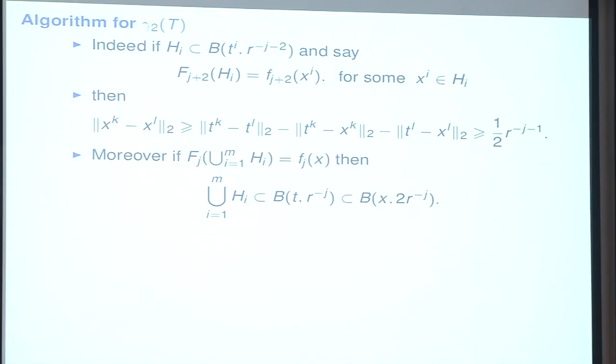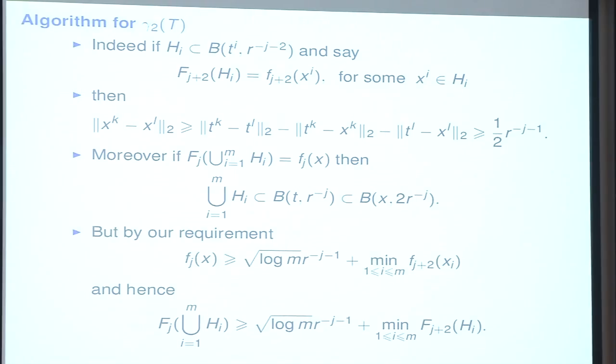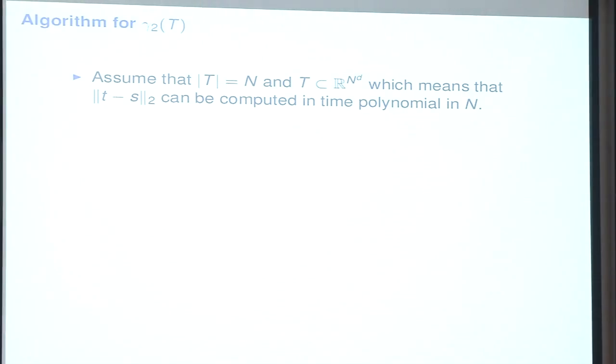2r^{-j} contains the set, but that was our requirement for the functions f_j. That's why, due to our requirement of the functions f_j, we know that the following inequality is satisfied, and this is exactly, if we recall the meaning of the ξ's and x, the partitioning growth condition for Gaussian functionals f_j. Okay, so now how to construct the function, and this is the basis of the algorithm.